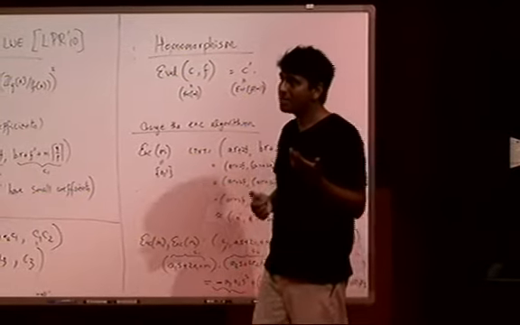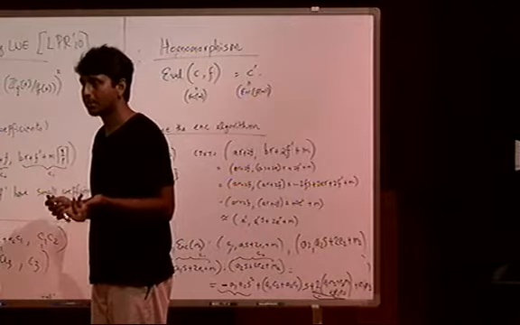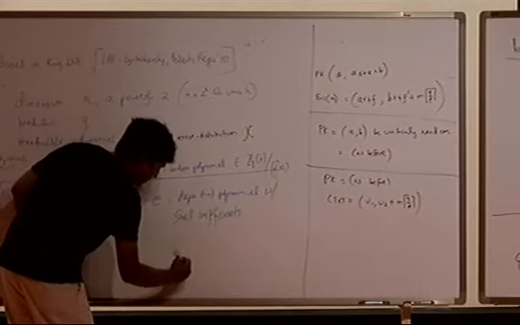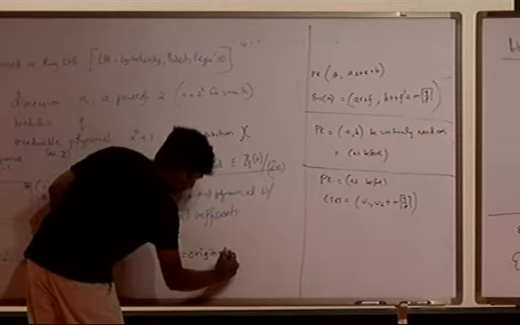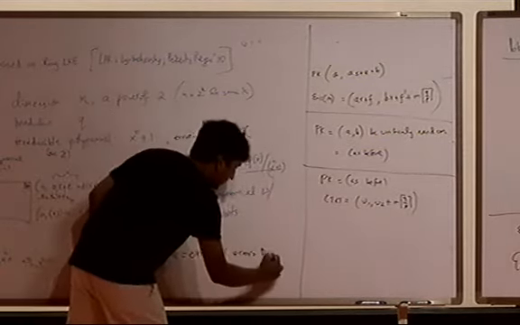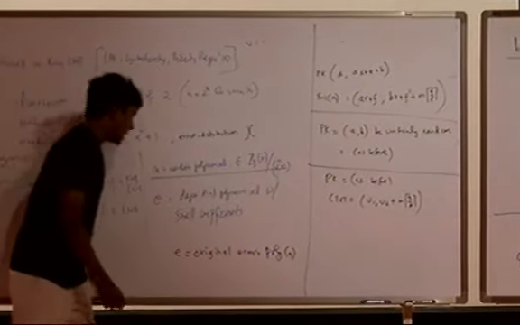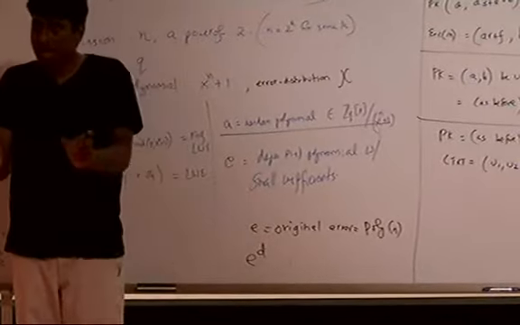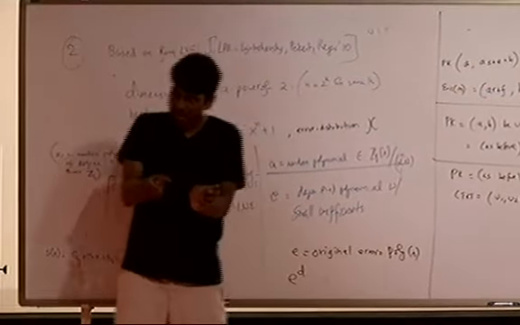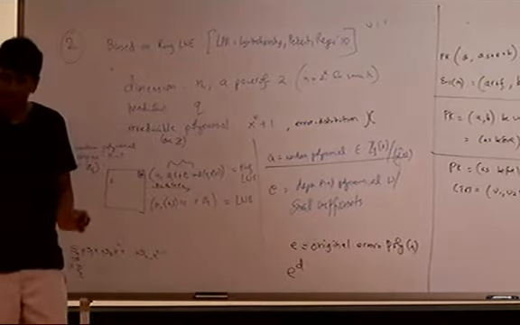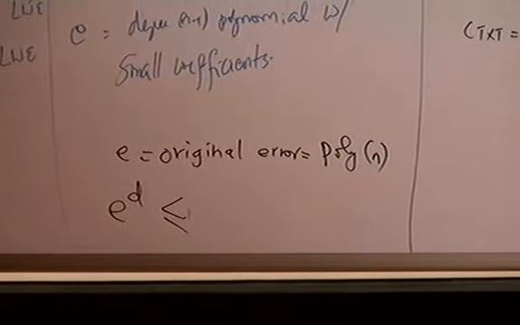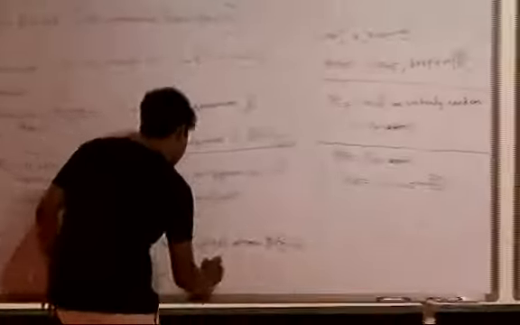So the effect of this is that you can only do a bounded number of multiplications. Let's say the original error is E, which is, let's say, polynomial in n. If I do D multiplications, the error becomes E to the power D. Because if I multiply two ciphertexts, it becomes E squared, multiply a third ciphertext, it becomes E cubed, and so on and so forth. If this error becomes larger than Q, then I can never decrypt, because it wraps around modulo Q. So this error has to be smaller than Q.